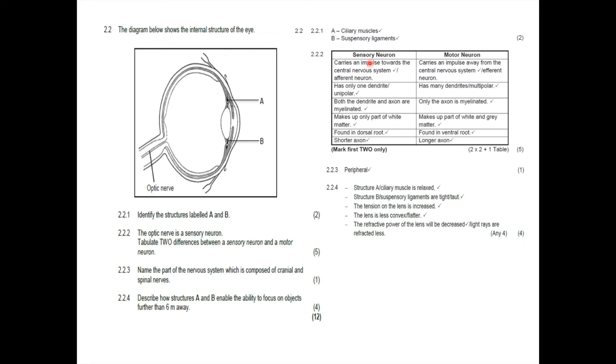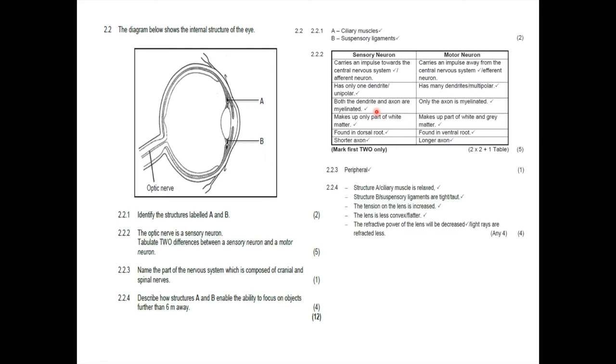Your headings: differences between sensory neuron and motor neuron. Now, we know it didn't say specifically what differences, so you could have mentioned anything. A sensory neuron carries an impulse to the CNS. The motor neuron carries the impulse away from the CNS. A sensory neuron has one dendrite. Well, if you remember your diagram, a motor neuron has many dendrites.